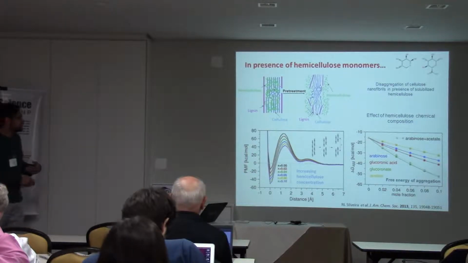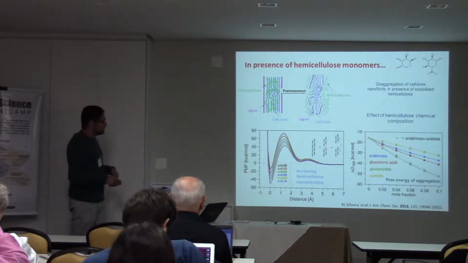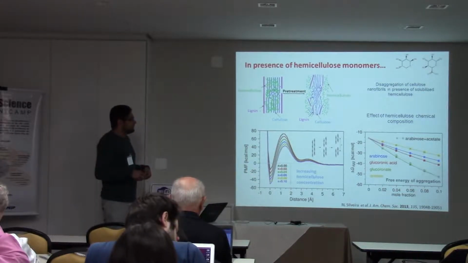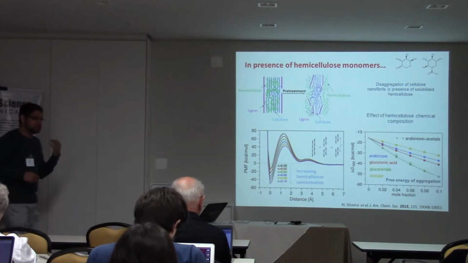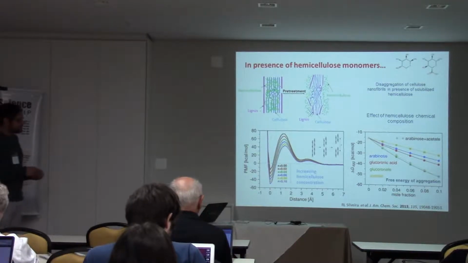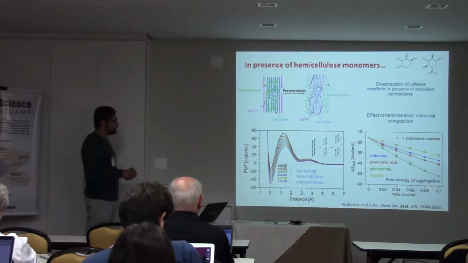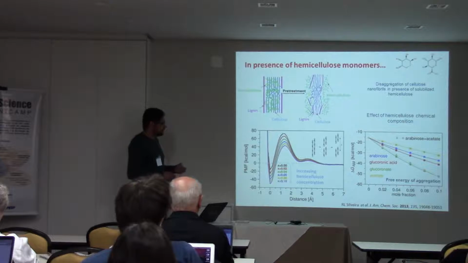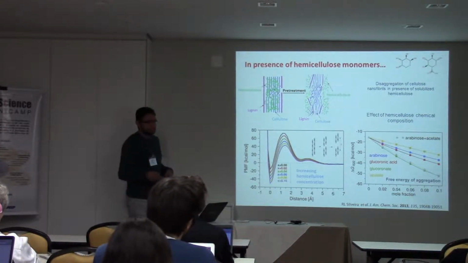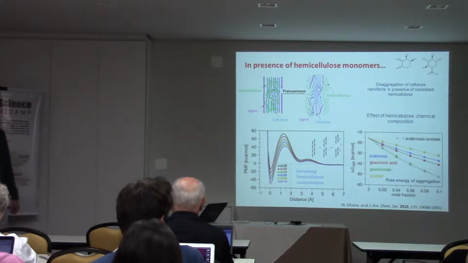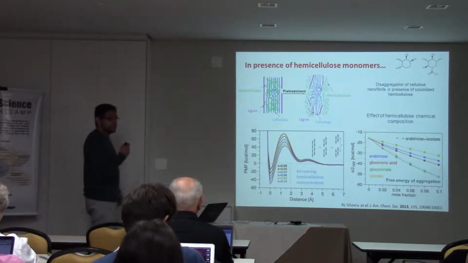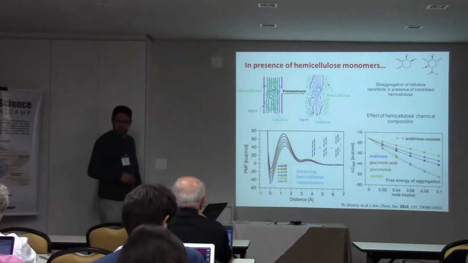So as we increase the concentration, we have this behavior. And the more interesting thing is that different hemicelluloses will induce different degrees of aggregation, as this free energy of aggregation shows as a function of the concentration for different hemicellulose types, right? So that means that the hemicellulose composition in the cell wall will affect the result of the pretreatment of the biomass.